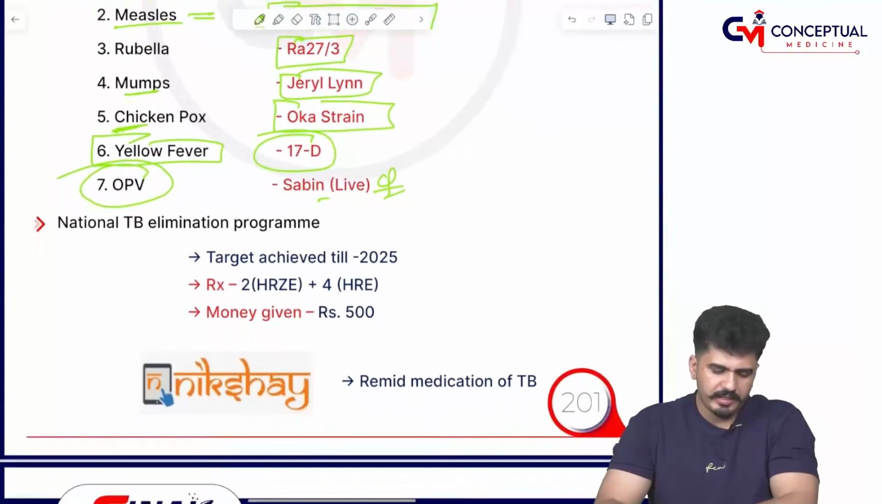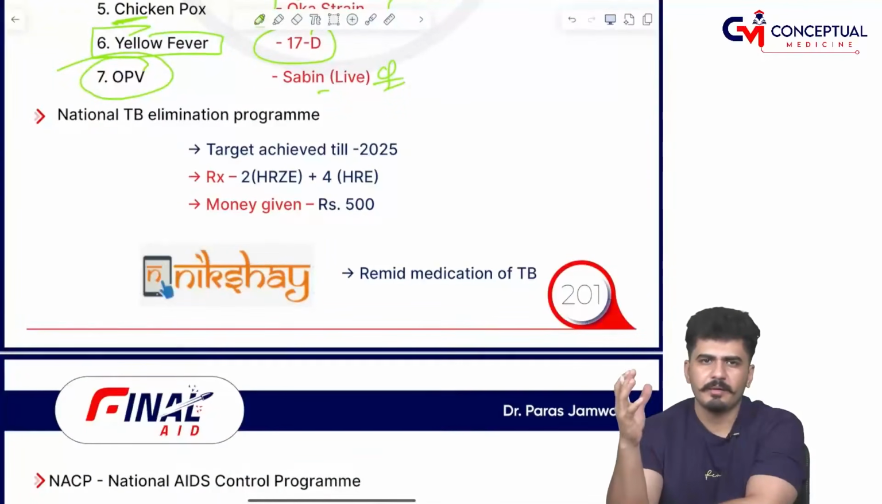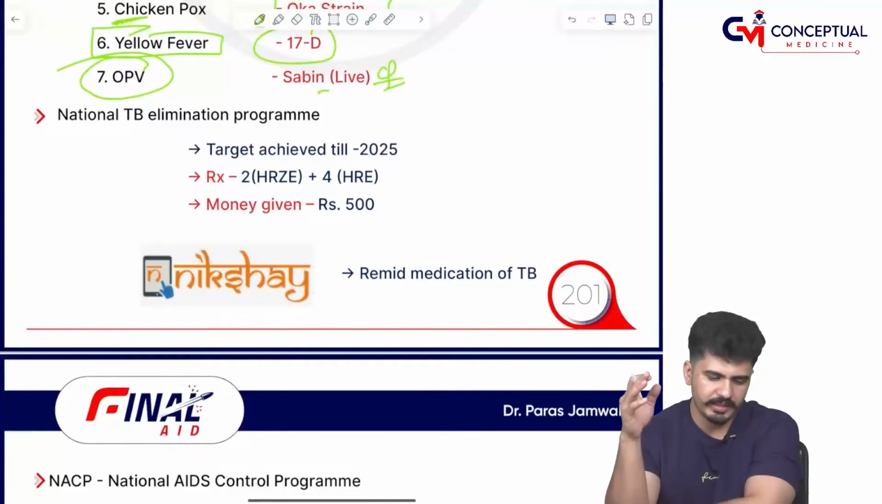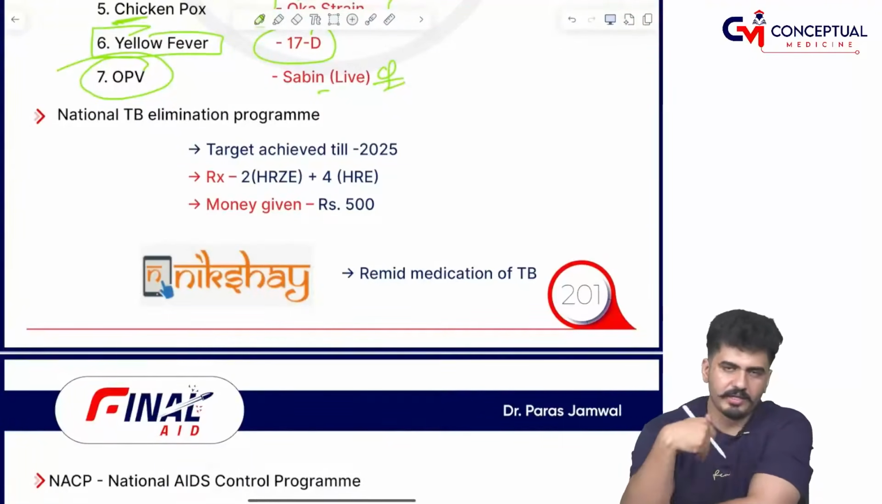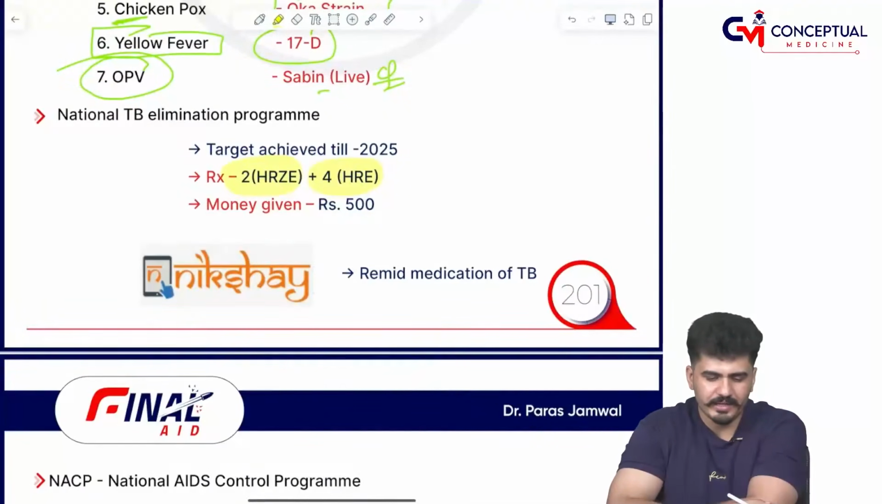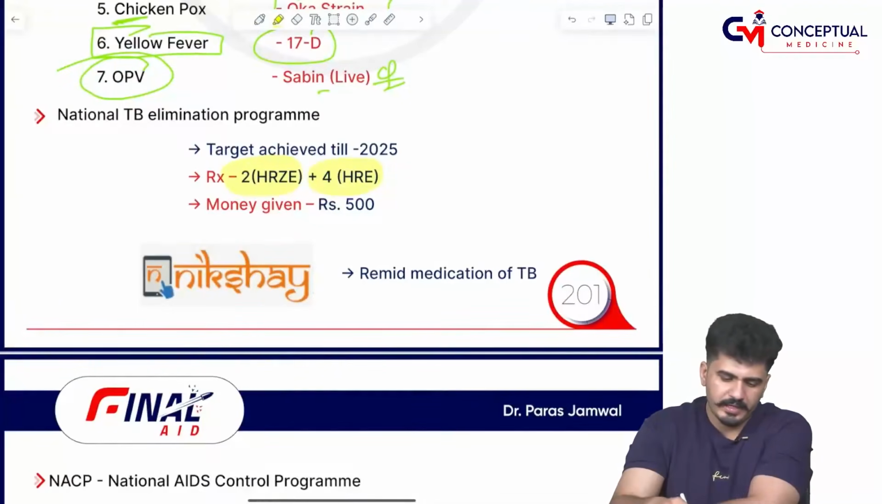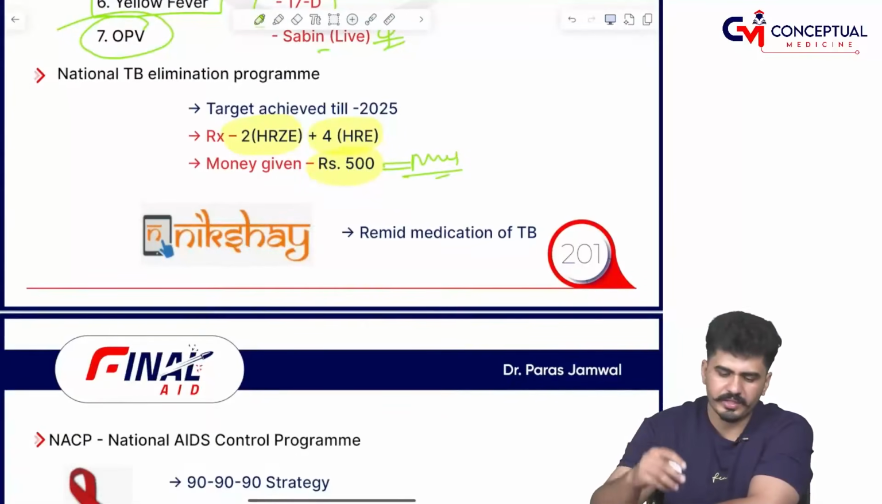Then coming to the TB elimination program, the WHO has a target of 2030, but India set a target of 2025, which is not achieved. But new guidelines will come about the target also. But you have to remember what you are giving: 2-month HRZE regime, 4-month HRE, isoniazid, rifampicin. These drugs are given. Money given to a TB patient for nutrition is 500 rupees per month during the treatment.